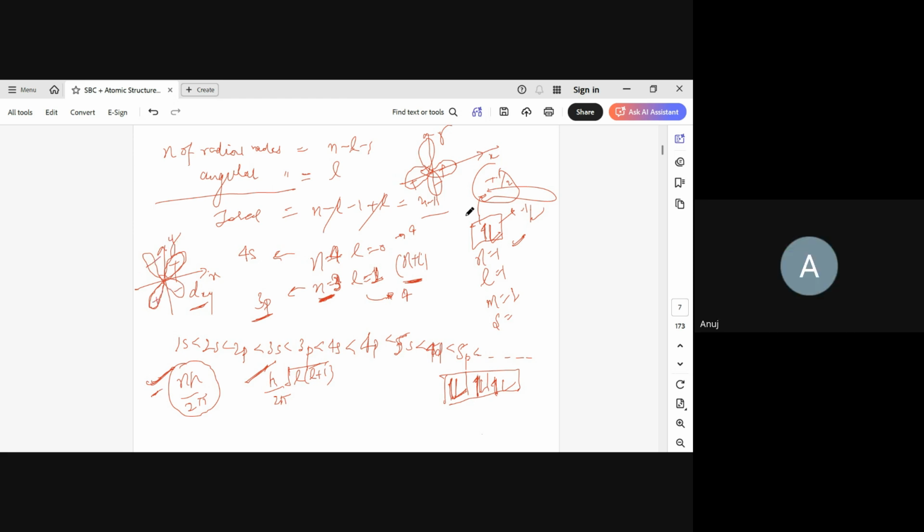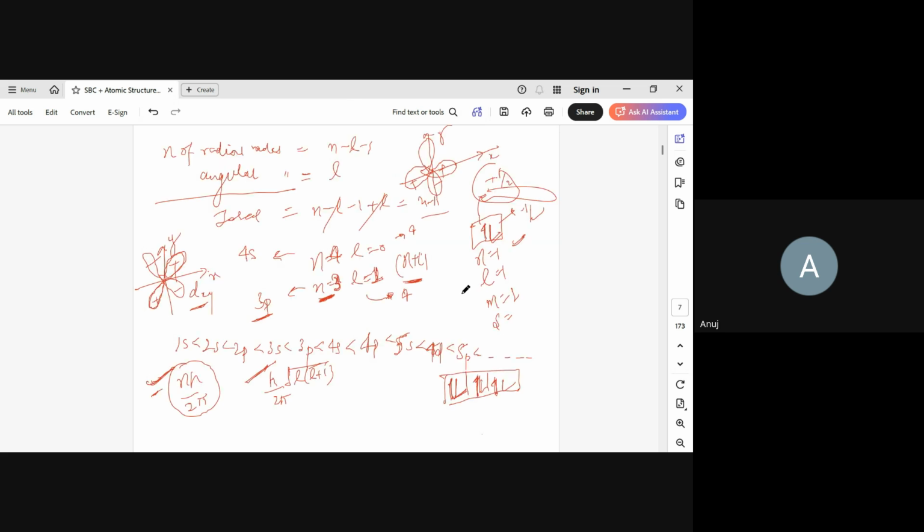So dz square, you know? It has lobes along z and then one ring in between. So it's like this, and like this. This negative electron density is in this way, this part. Clear? Yes, sir.